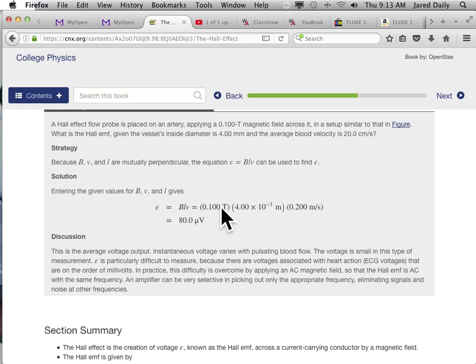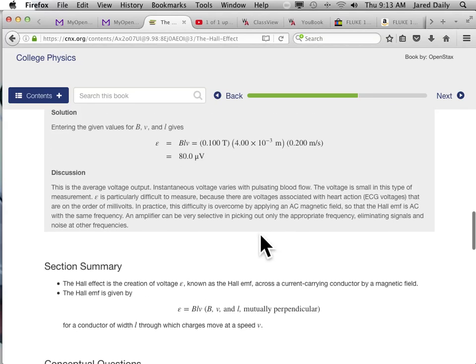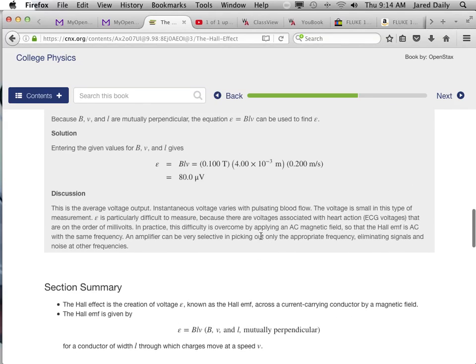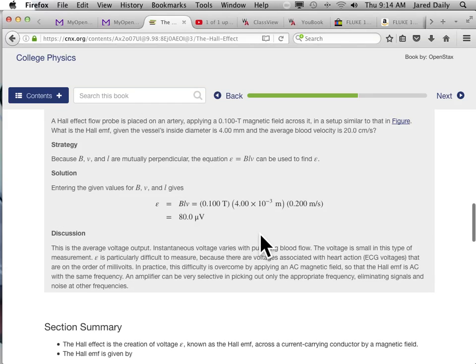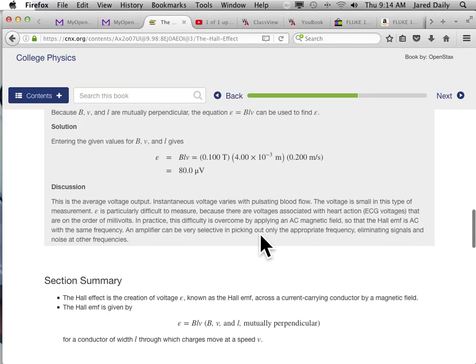So we plug in our numbers. Our 0.1 Tesla, our 4 millimeters, which is 4 times 10 to the minus 3 meters. And we know that the blood flow has a velocity of 20 centimeters per second, which is 0.2 meters per second. And that's going to give us 80 microvolts EMF across that, which is easily measurable. Well, I guess not easily measurable in that situation because there are lots of other voltages that are about that size, but can be measured.